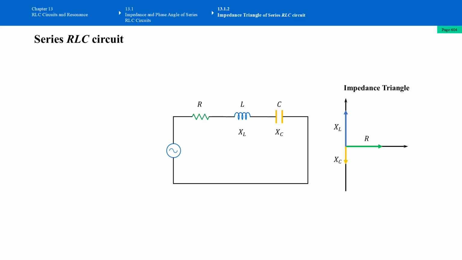Let's draw the impedance triangle for these three elements together. As always, anything related to the resistor points to the right at 0 degrees. So resistance is pointing to the right. And then we have the inductive reactance vector pointing upward, labeled as XL. We have XC pointing downward since XC lags resistance by 90 degrees. The XL leads the resistance by 90 degrees.